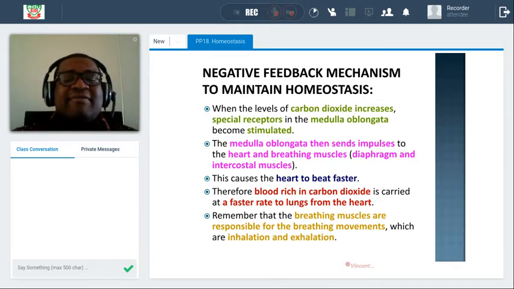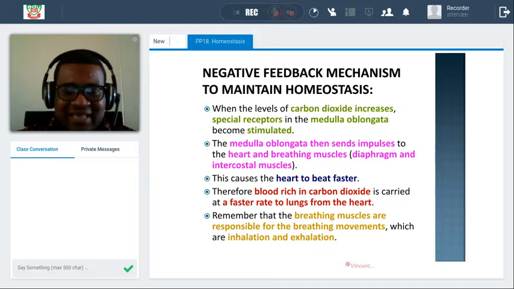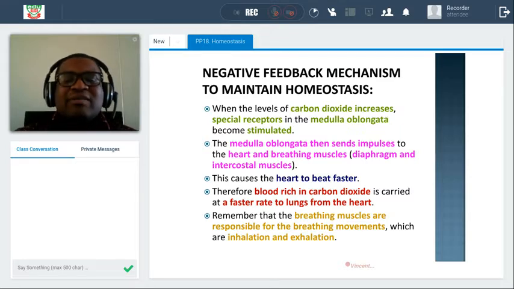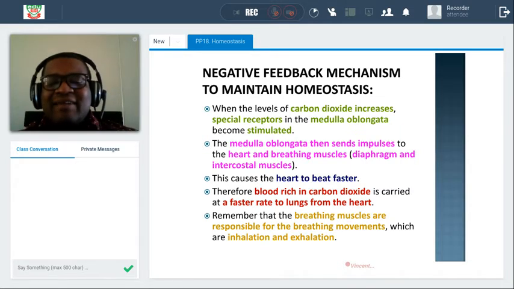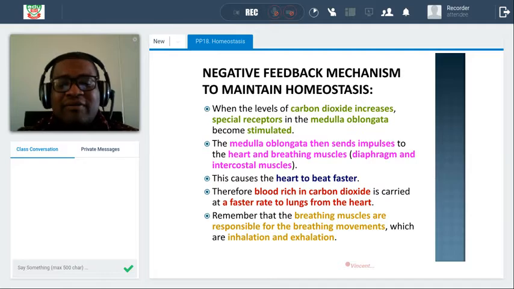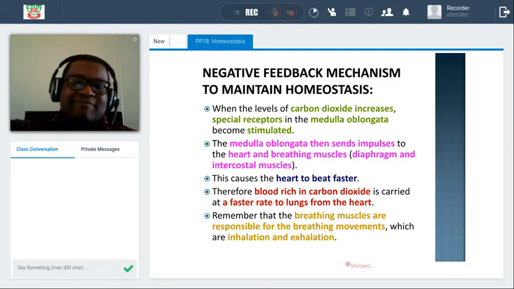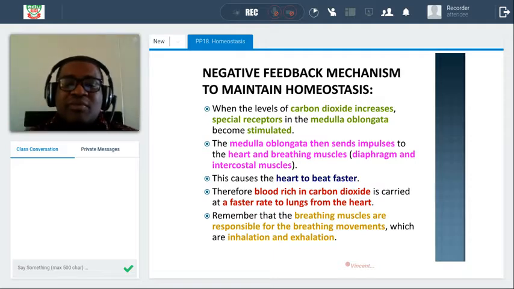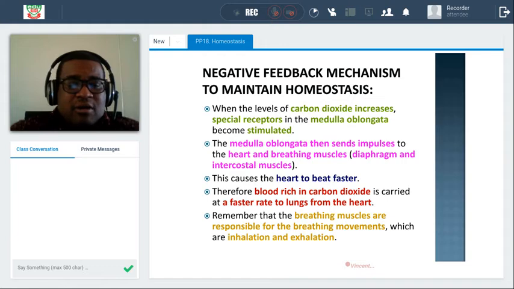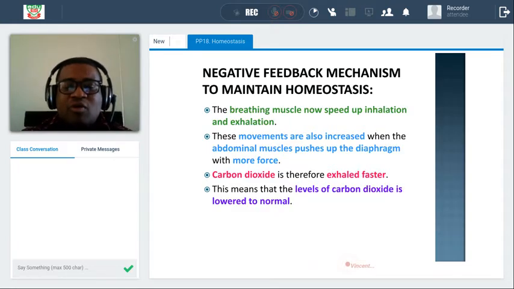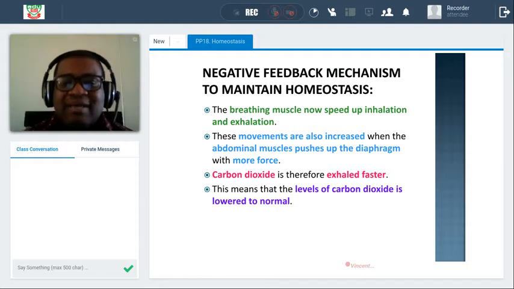This causes the heart to beat faster. Therefore, blood rich in carbon dioxide is carried at a faster rate to the lungs from the heart. So you must remember that the breathing muscles are also responsible for breathing movement. So those breathing muscles will contract and relax faster.